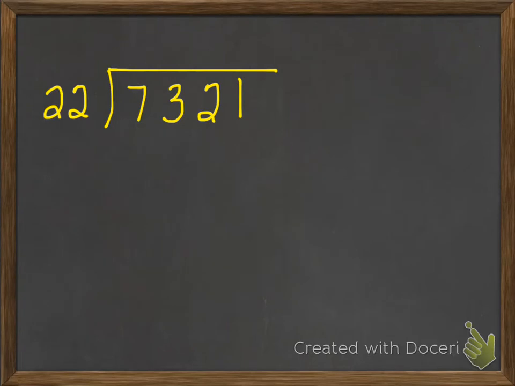All right, here's another problem. Here I've got 7,321 divided by 22. So again, divide, multiply, subtract, check, bring down. I'm going to divide. 22 will go into 73. If you count by 20s, 20, 40, 60, that's about 3 times, and you're estimating. So let's take 22 and multiply it by 3.